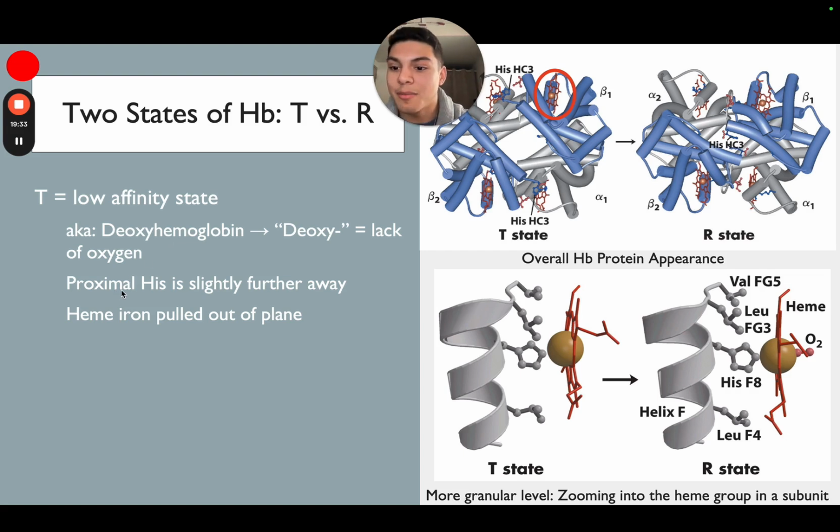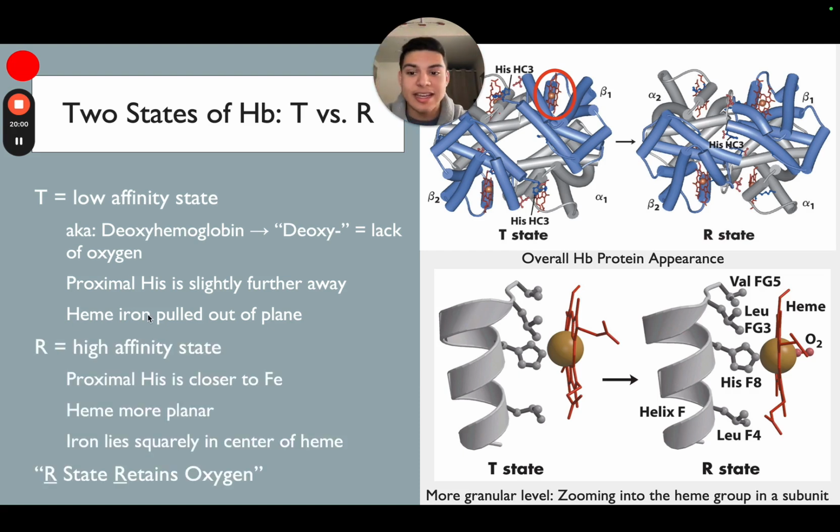And then again, proximal His is slightly further away, and I'll show you this in the next slide. It's a beautiful diagram. I think that once I show you, it'll cement in your head. So yeah, proximal His is slightly further away. Heme iron is pulled out of the plane. So instead of being flat, the heme is kind of bent. If the oxygen were to bind on top, if it's flat, it'll bind easily. But if it's bent, it has a steric clash. So that's something to keep in mind.